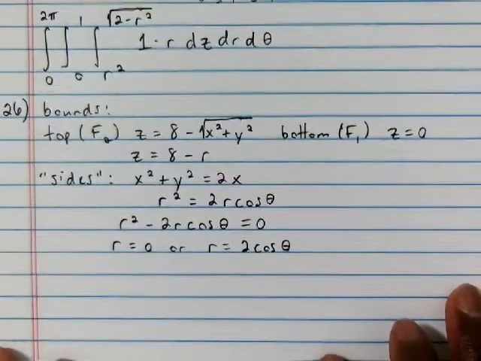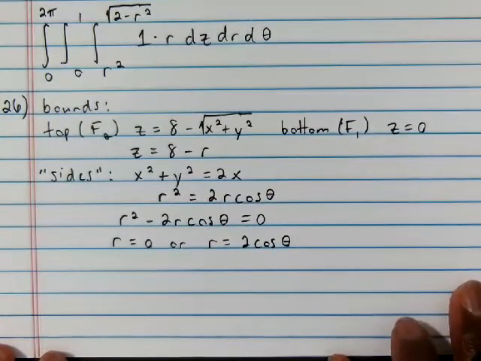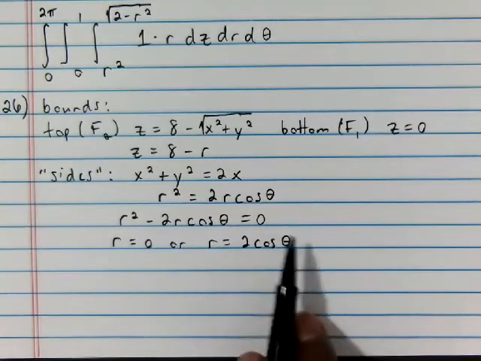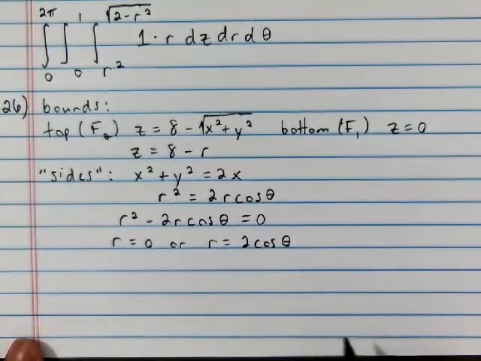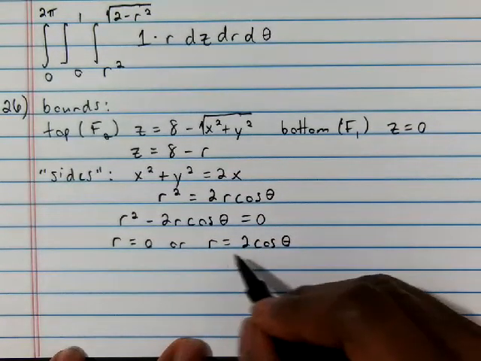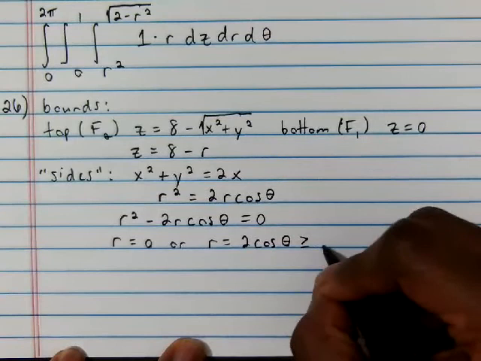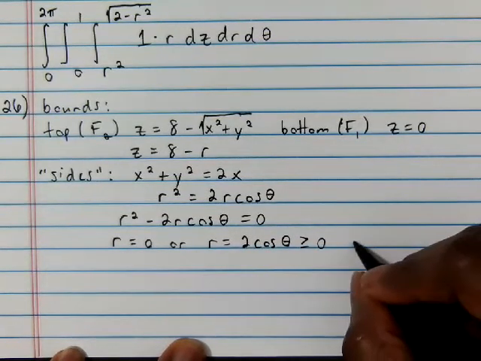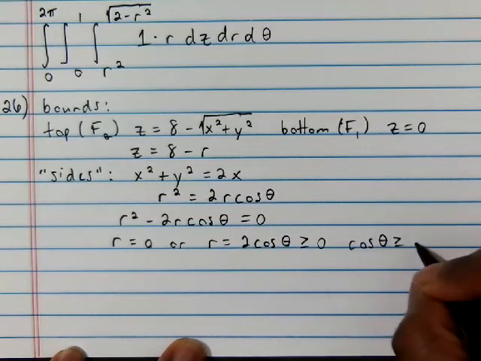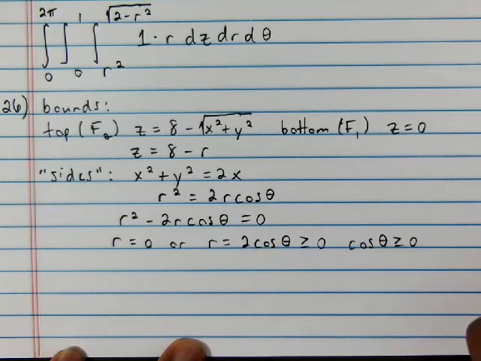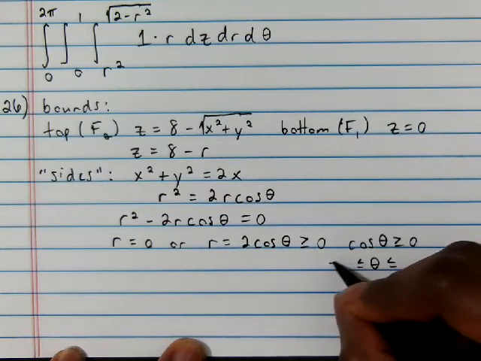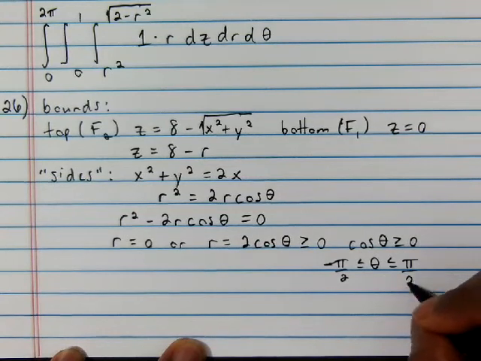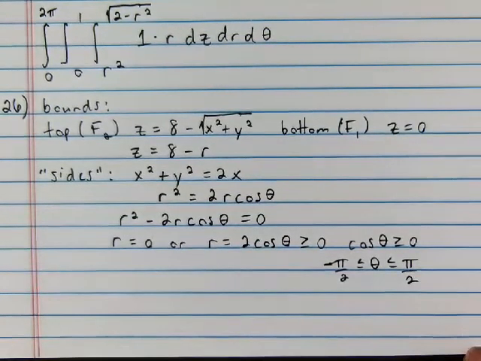Now we have to figure out what theta varies between from this. Now if we had this picture, which we've seen a couple of times, but I'm going to make sure that we know how to do it without the picture. So remember, our r always needs to be greater than or equal to 0. So 2 cosine theta has to be greater than or equal to 0, which says cosine of theta has to be greater than or equal to 0, which tells us that theta is going to have to vary between negative pi over 2 and pi over 2. So now we have our bounds.